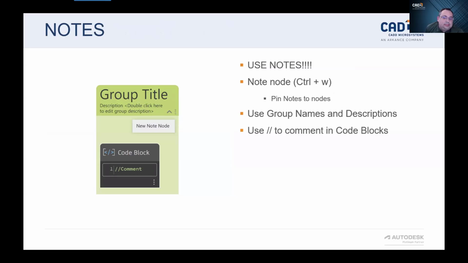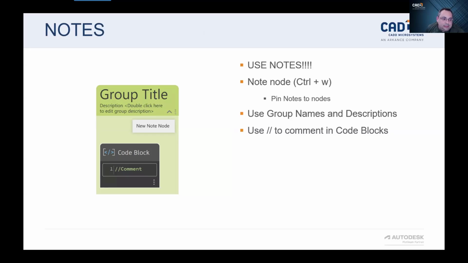Notes, use them, please, please, please. They give us lots of different ways to create notes. You have group titles. We've had those for years. We've had what I like to call a note node because just note doesn't seem to make sense. That's the Control W. They added the ability to pin those to a node so that when you move the node, the note moves with it, which is great. And they also added the ability to add a description to your group so you can have a short title and then a long description of what in the world's going on.